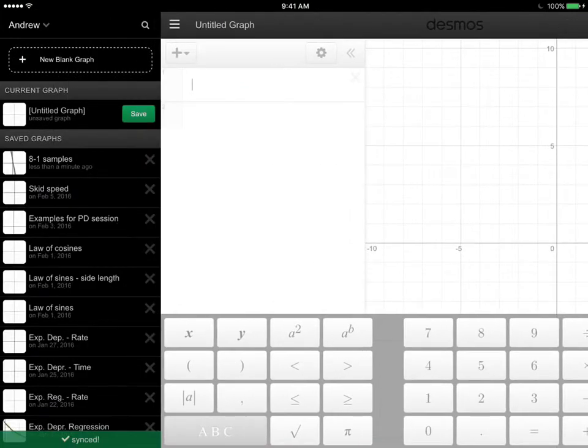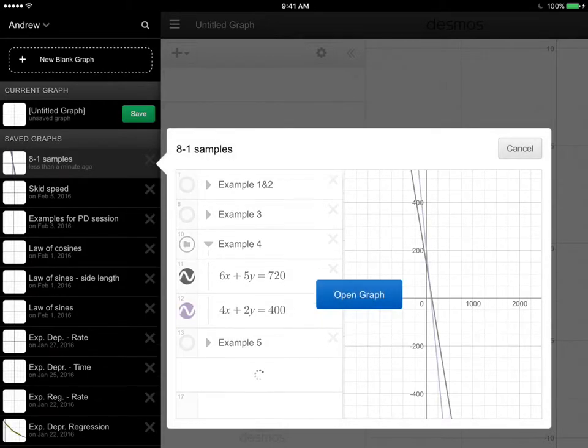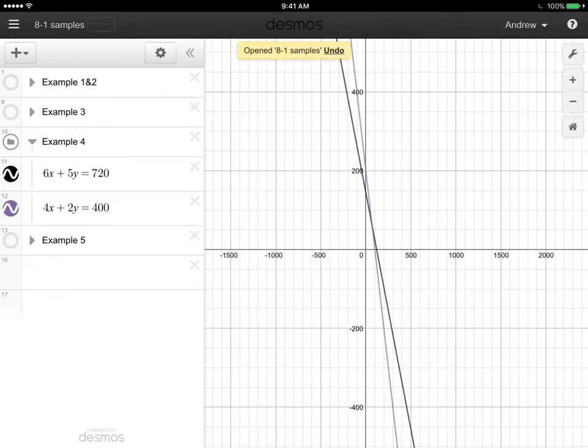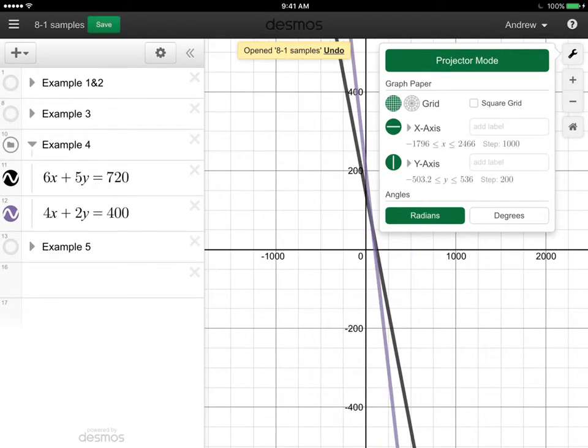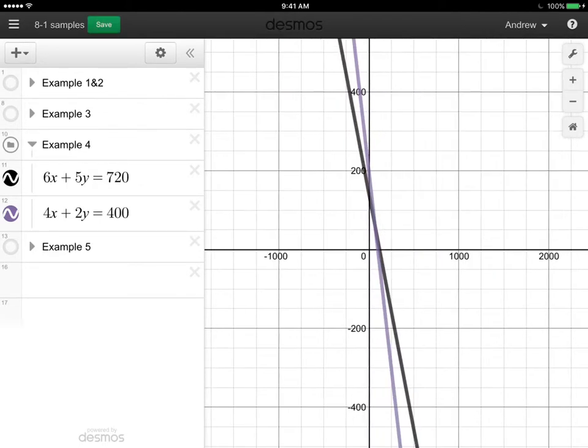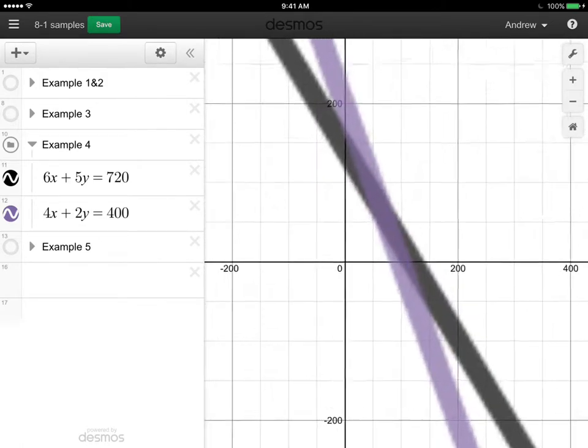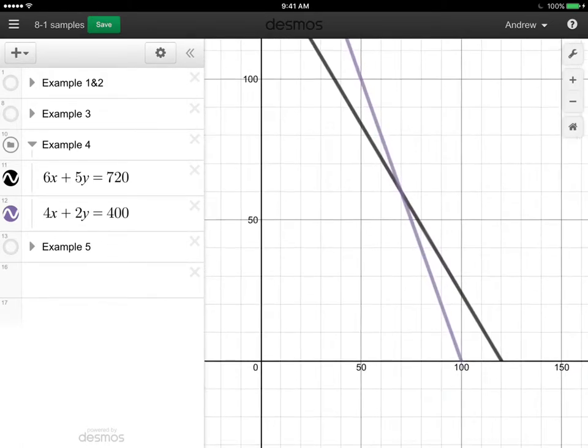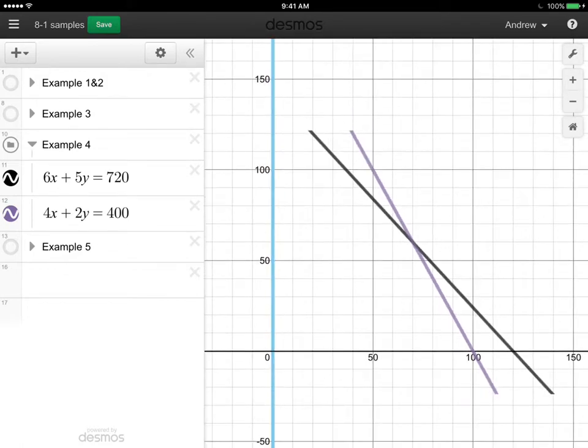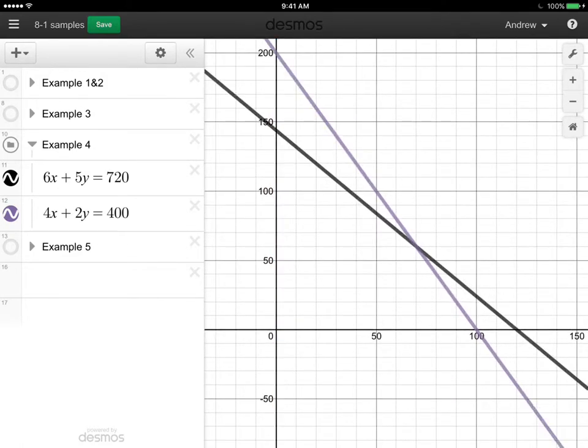Alright, I'm going to open 8.1 samples. Let's open that up. Oh good, it's ready to go. I'm going to put that back on projector mode so you can see it. So here's the cool thing. These two lines are intersecting. The place where they intersect, that's the place where their x's and y's are the same. Which means I should be able to tap on it, and there we go. I got 70 for x and 60 for y, and all I had to do was write the equations in Desmos and graph it. And then select the point.